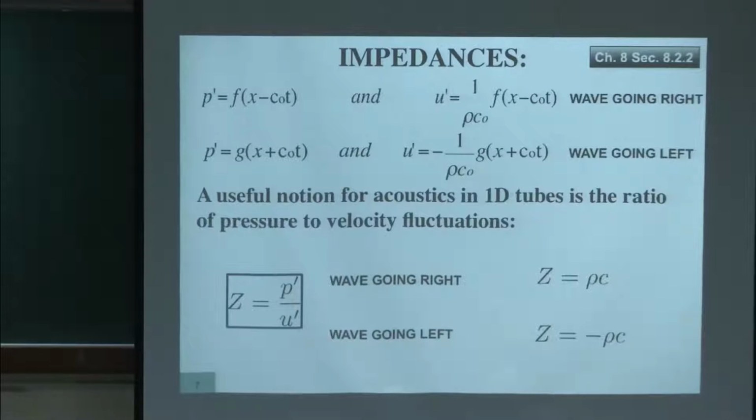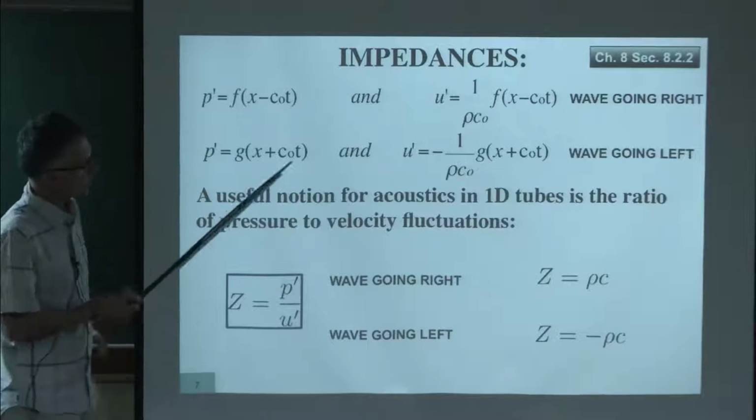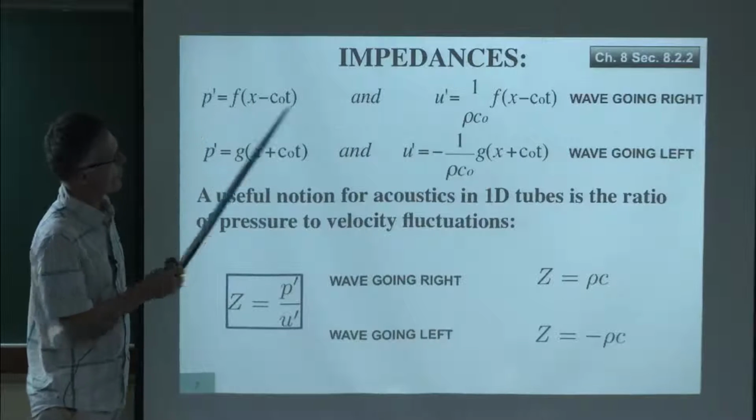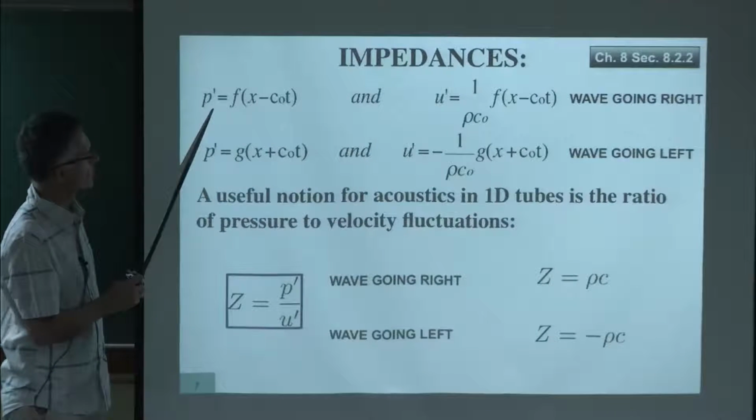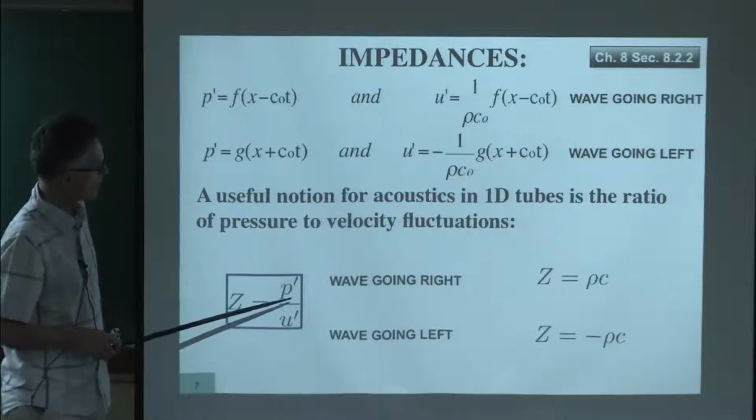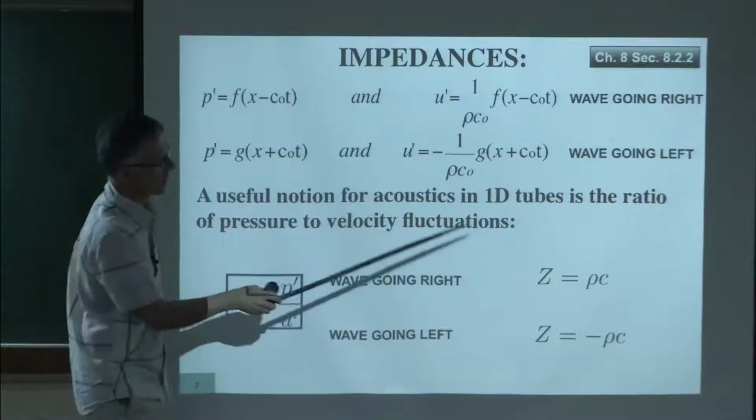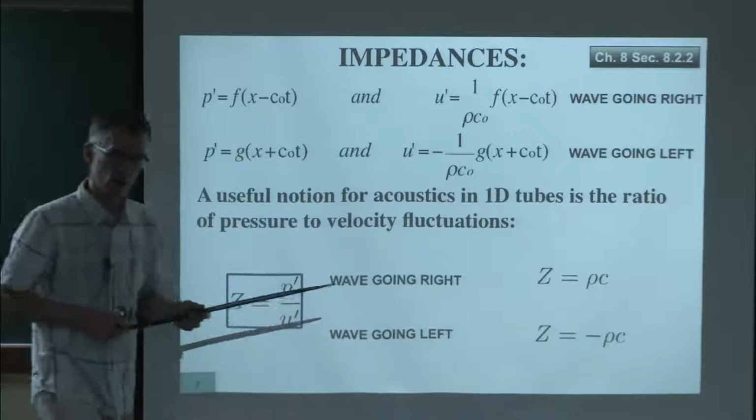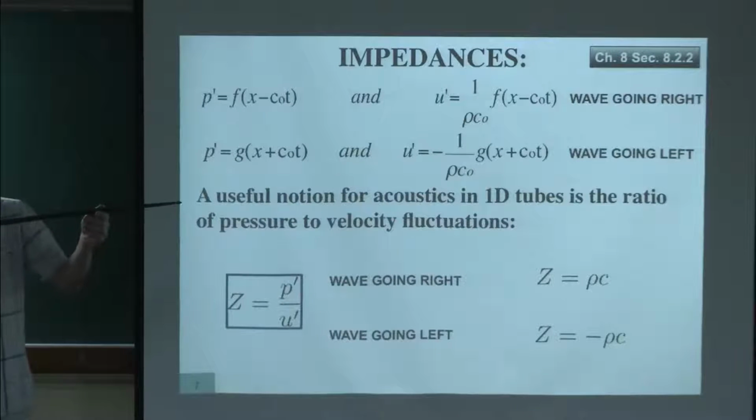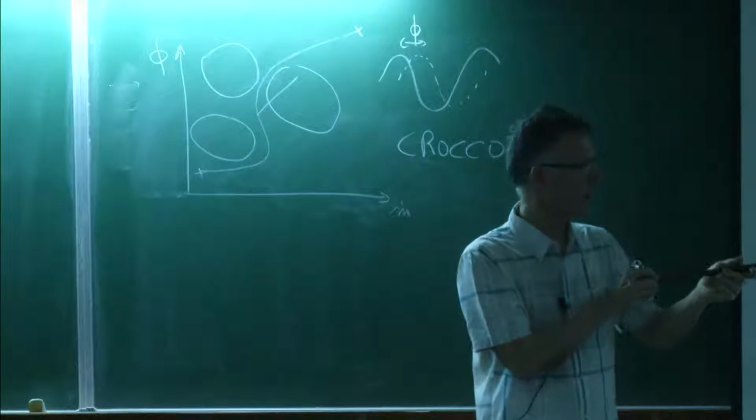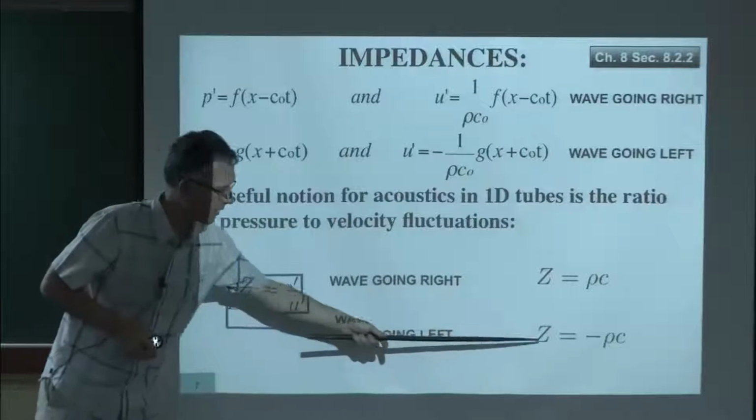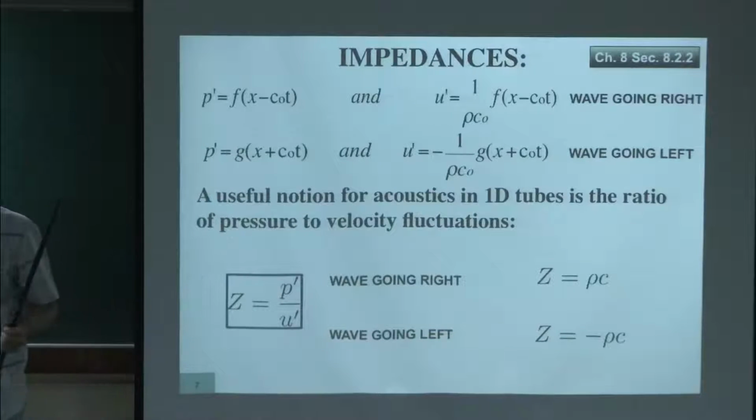Just need now to elaborate a little bit. For the wave going right, you see P prime and U prime. If you do the ratio of P prime divided by U prime here, you find exactly rho C. So that's the impedance in a tube where the waves are going only in the right direction. And vice versa, if the waves are going left, you have an impedance which is equal to minus rho C.